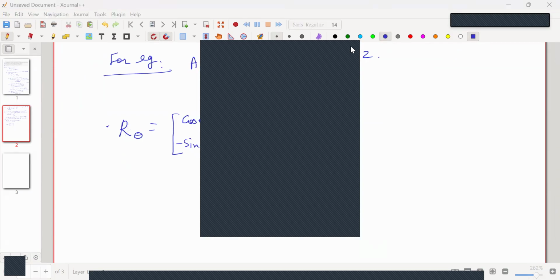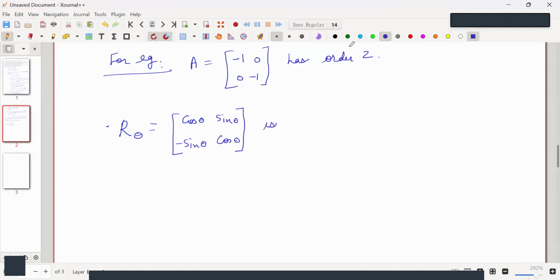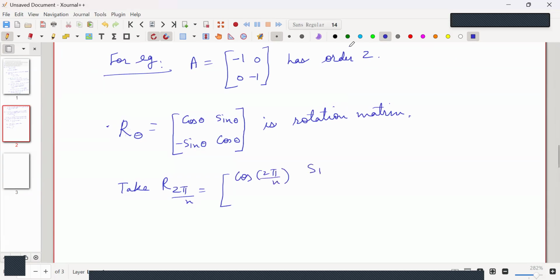Okay, so Dial is saying something. Yes, tell. Good evening. I think this is the rotation matrix, so if we consider R n with 2 pi by n, that is cos 2 pi by n and sine 2 pi by n, then this matrix will have order n.